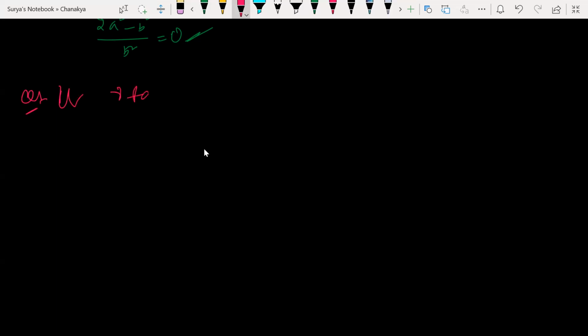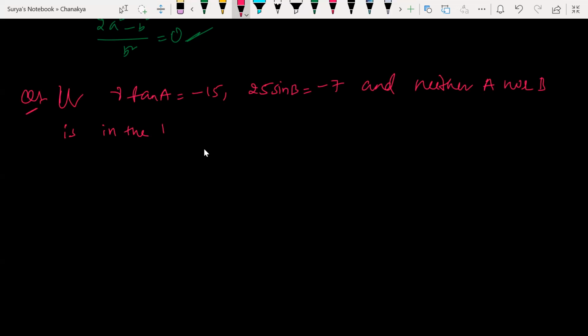If 8 tan A is equal to minus 15, 25 sin B is equal to minus 7, and neither A nor B is in the fourth quadrant, then prove that sin A cos B plus cos A sin B is equal to minus 304 by 425. This is what you have to prove. Come on.